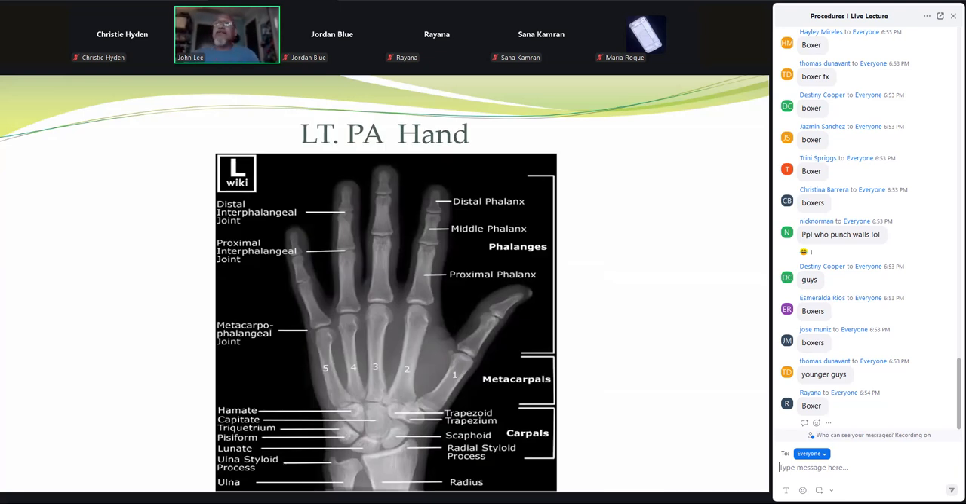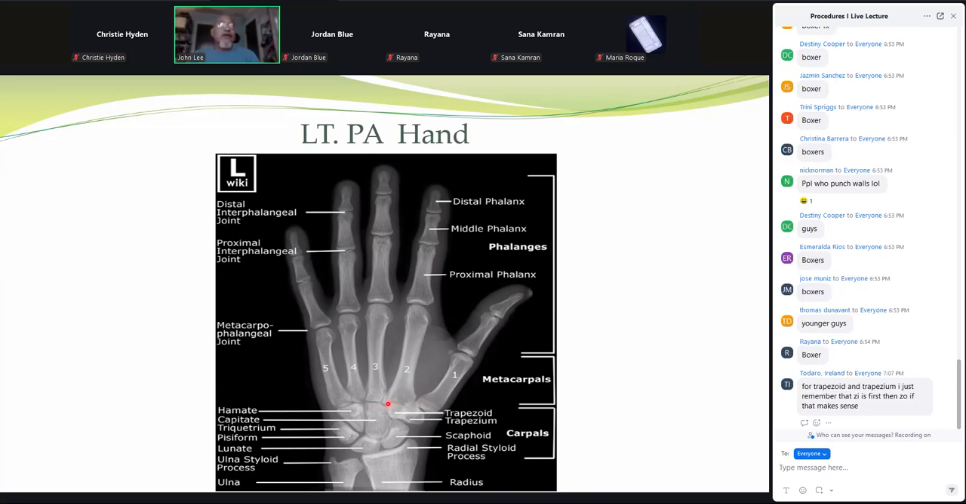Labeling and things to note on the PA hand. We should have no superimposition at the head of any of the metacarpals, but as we get down closer to the carpal bones, we'll see a superimposition of the base of 4 and 5, the joint space between 3 and 4, as well as 2 and 3 and 1 and 2. Now there's mild superimposition of 2 and 3.